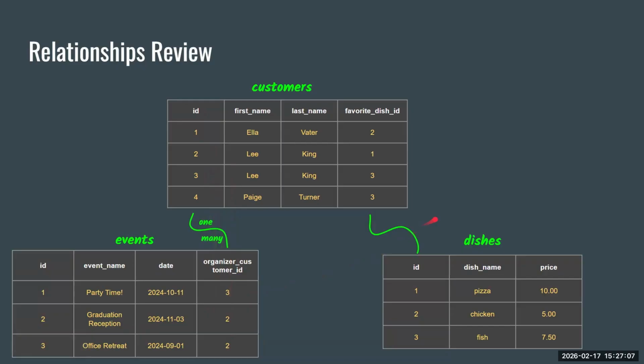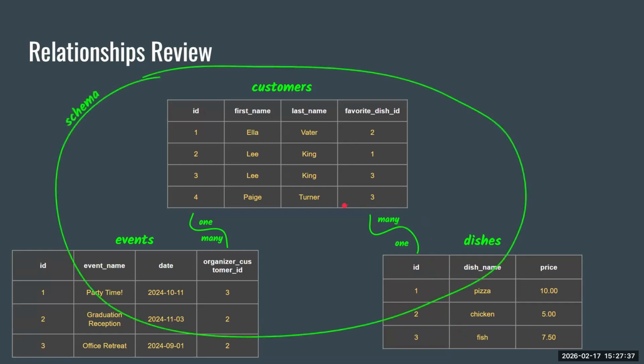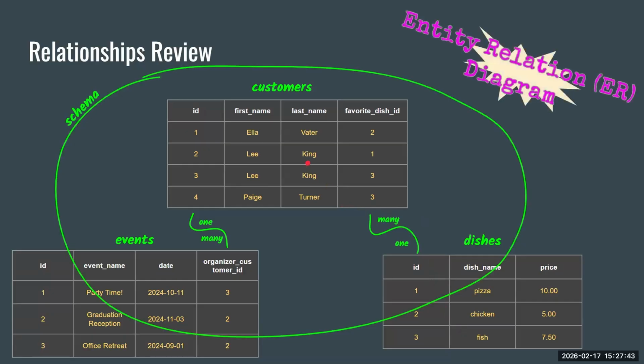Likewise, we have one dish that can be any given customer's favorite dish. So many customers can have the same favorite dish, right? Both Lee King's and Paige Turner's favorite dish is the fish. So these are called one-to-many relationships. By the way, this is a schema, and this type of diagram is called an entity relationship diagram. And we'll see more of these later on.